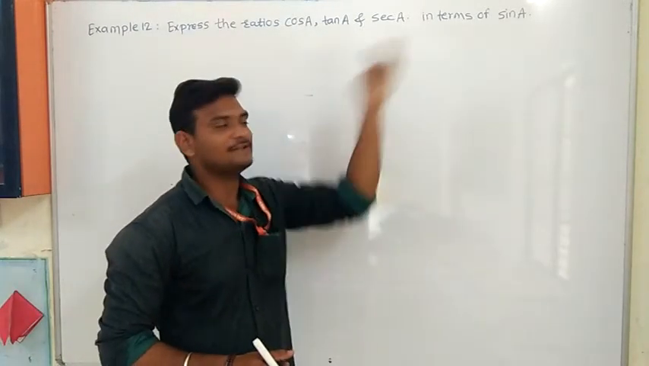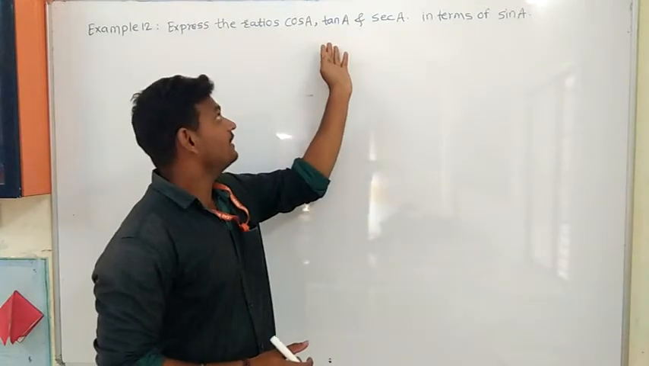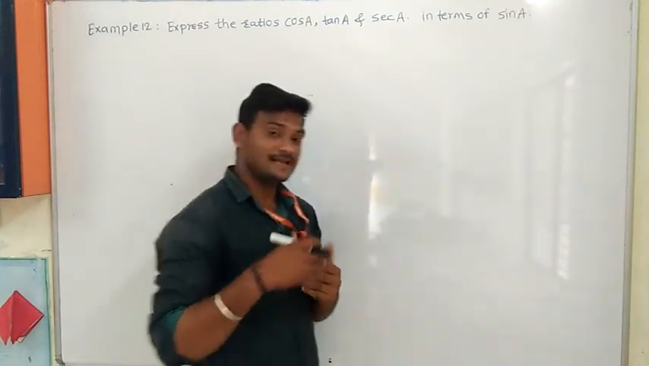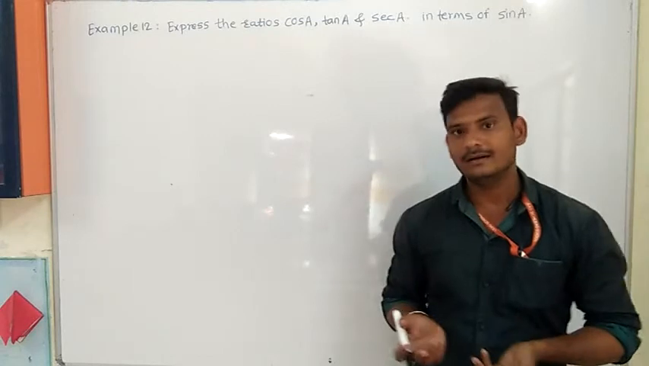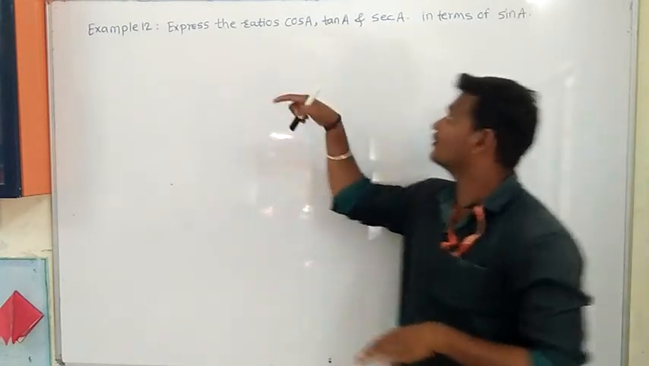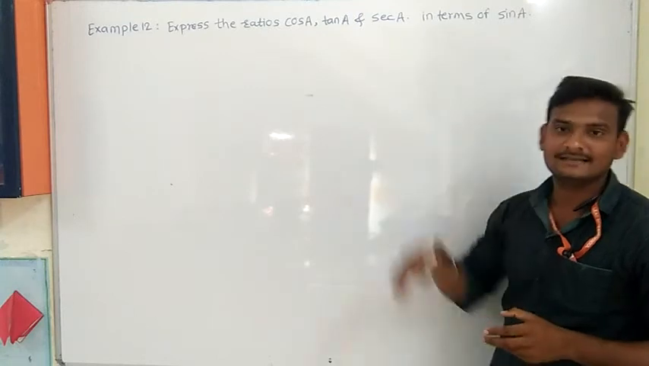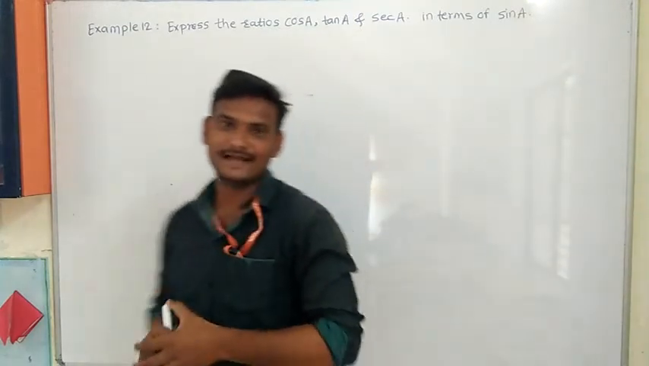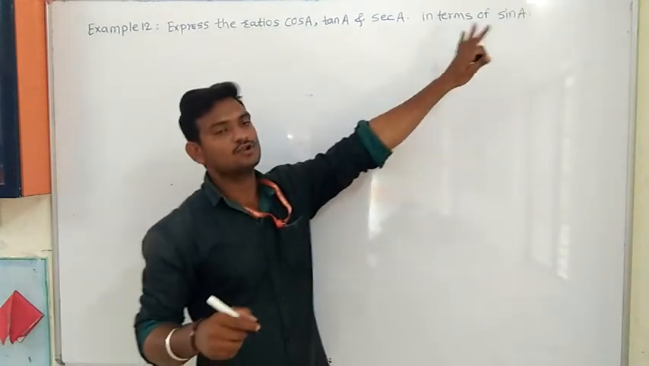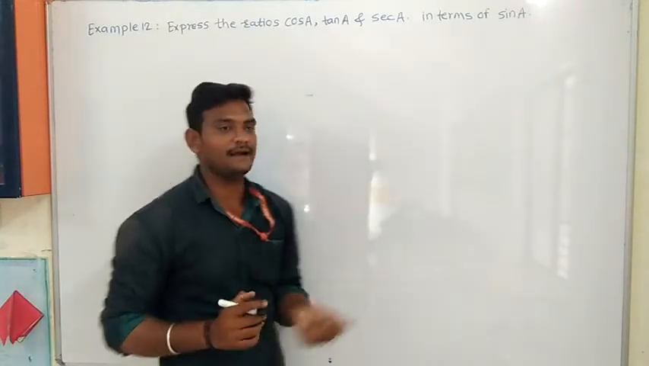Means in terms of sin A, cos A you have to write in the form of sin A, and tan A also you have to write in the form of sin A, and sec A is also you have to write in the form of sin A, that is in terms of sin A. Let us see how to write.